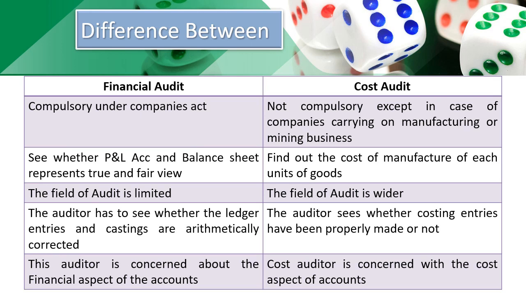Then next, the financial auditor is concerned about the financial aspect of the accounts. So as the name itself indicates, financial audit is concerned with the financial aspect, and the cost auditor is concerned with the cost aspects of accounts. So here the name itself indicates cost audit is concerned with the cost aspects.